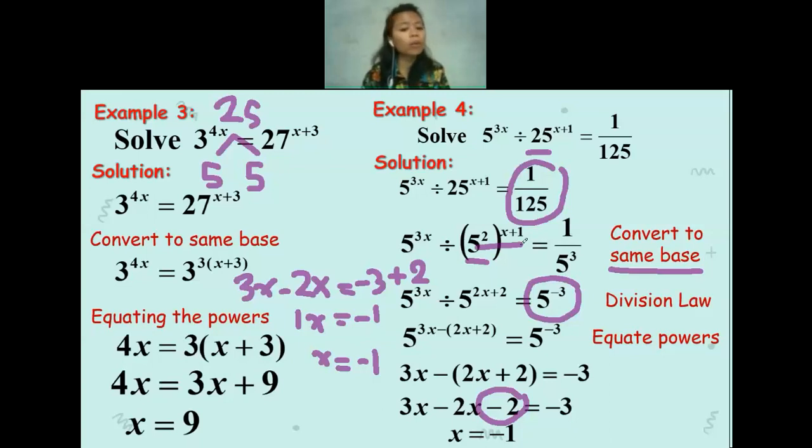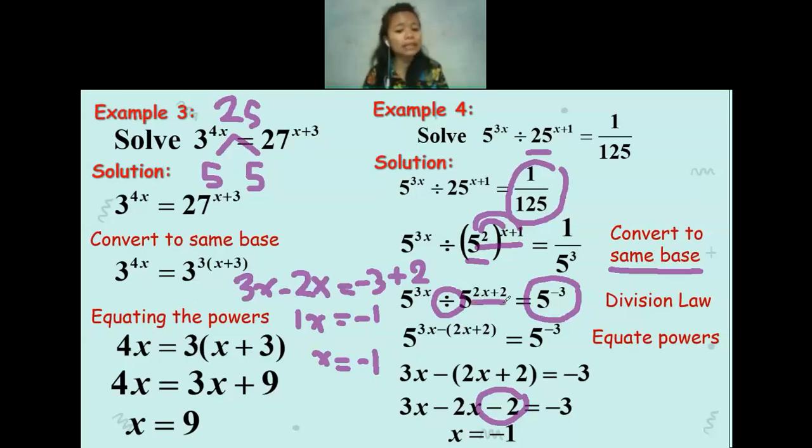Now, for 5 to the power of 2 to the power of x plus 1, it is a power of a power. Power of a power, we multiply. So we do 2 times x, which is equal to 2x, and 2 times 1, which is equal to 2. That's why now we have 5 to the power of 2x plus 2. Now, what do we have in here? We have division. So it means you have to check the division law. When it is a division, we have to subtract the powers.